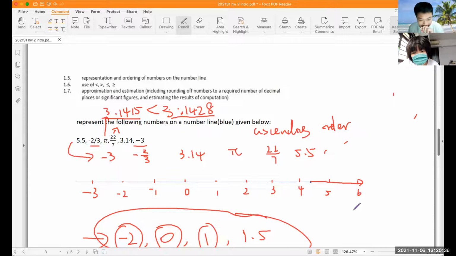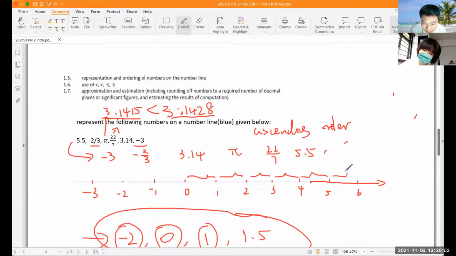With this number line, of course you need to use a ruler and measure the gaps. Make sure that all the gaps are of the same length. Over here, I'm not using a ruler, but you need to use a ruler. It must be a straight line, and the gaps must be the same throughout.